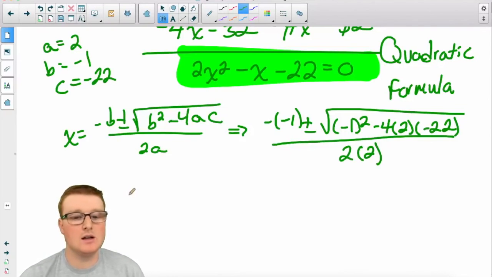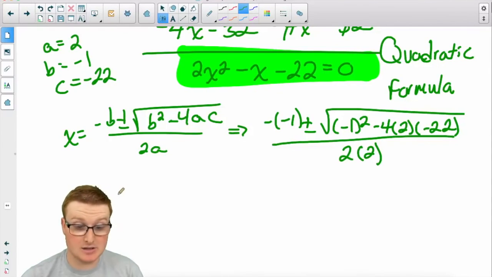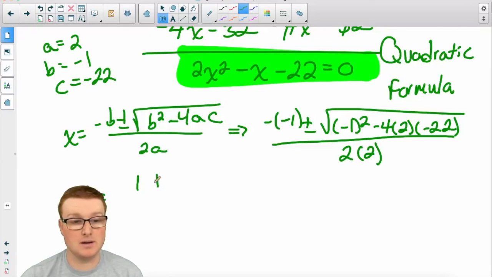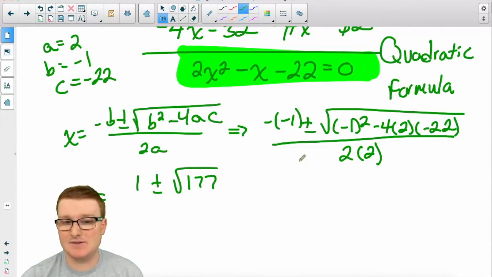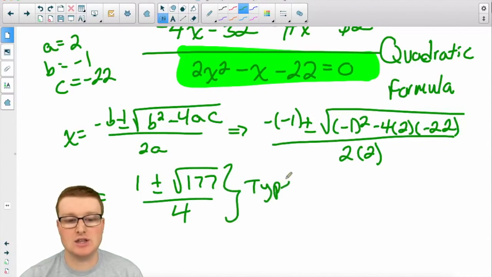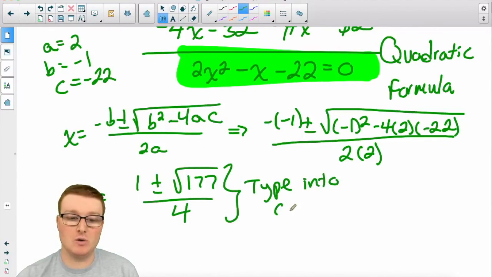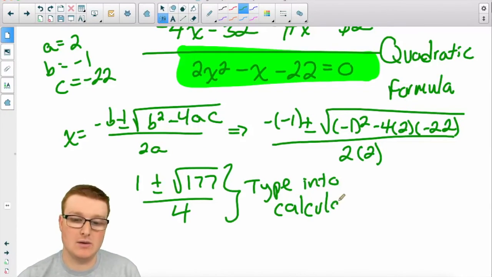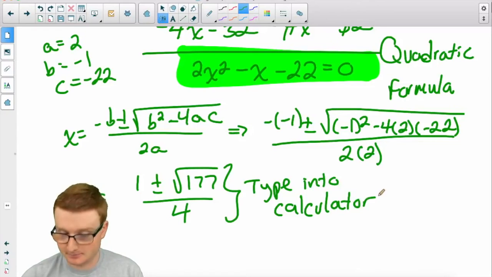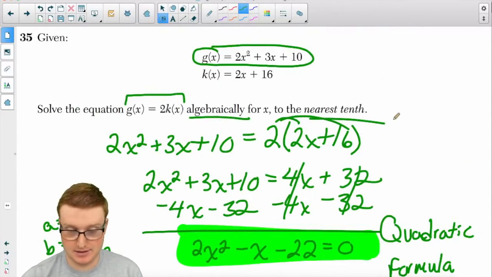There's 2. Okay, and now you just simplify a little bit further. So we get positive 1 plus minus the square root. Underneath the radical is 177 when you evaluate that, all over 4. Now, this you need to type into the calculator. There's no other way that you could solve for this without the use of a calculator. And it says round to the nearest tenth.